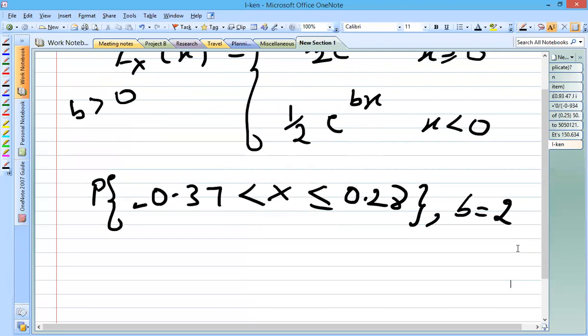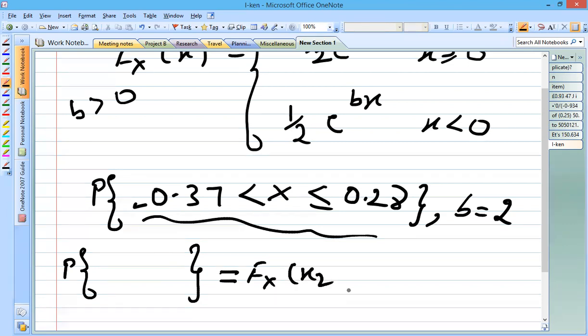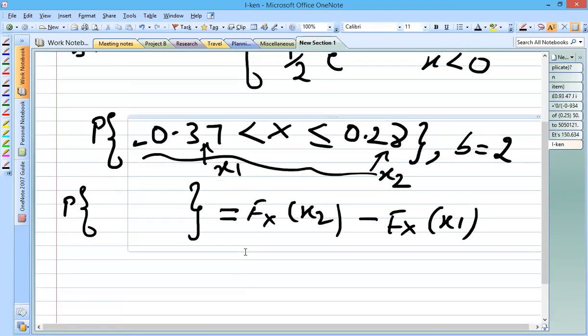So now, as we know, this value P of minus 0.37 less than x less than or equal to 0.28, I'll not write it once again, you have to understand this will be including this value. So this is equal to what? F_X of x2, small x2, minus F_X of x1. So here what is the value of x2? x2 is 0.28 and x1 is minus 0.37. So that you need to keep in mind. So now in the next step, if it is fast to copy down, I can wait. You can tell me.